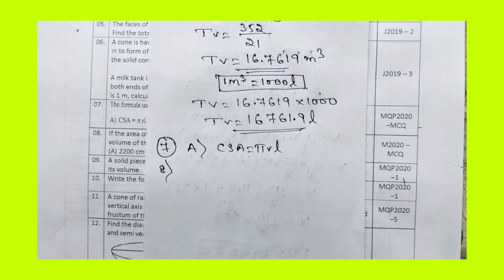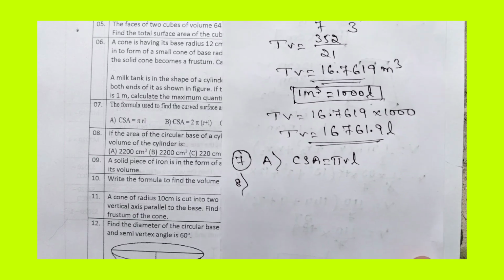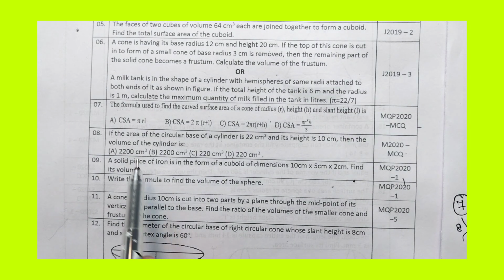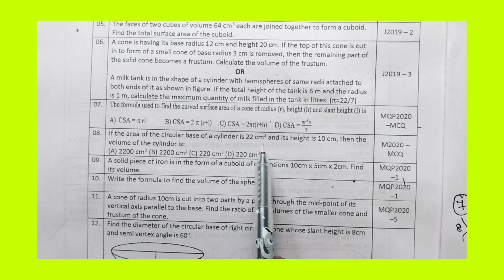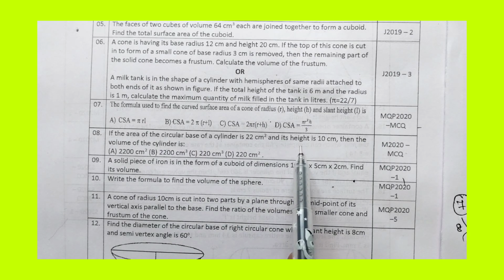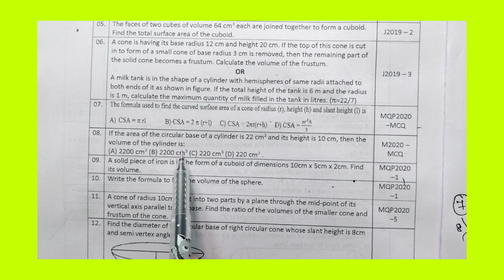Now let us move to the 8th question. The 8th question is what they have given: if the area of the circular base of a cylinder is 22 centimeter square and its height is 10 centimeter, then the volume of the cylinder is. This is also an MCQ question.